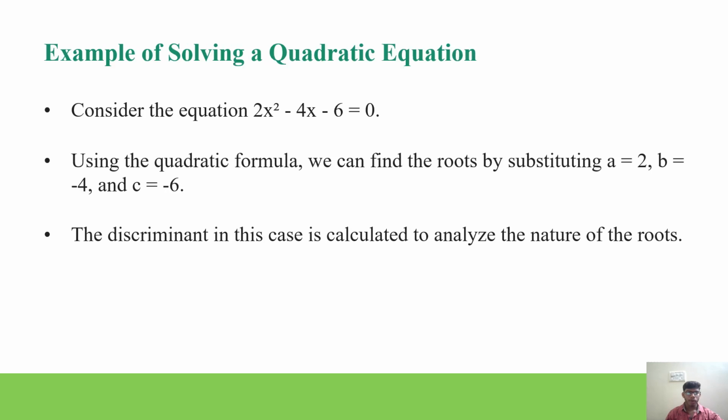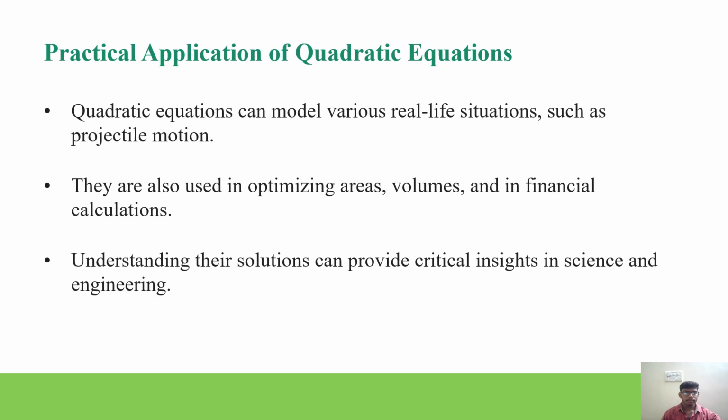Examples of solving a quadratic equation. Consider the equation 2x² - 4x - 6 = 0. Using the quadratic formula, we can find the roots by substituting a = 2, b = -4 and c = -6. The discriminant in this case is calculated to analyze the nature of the roots.